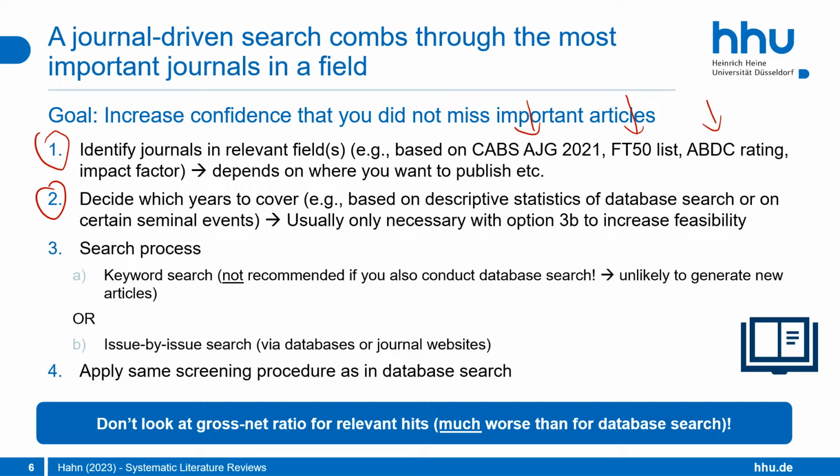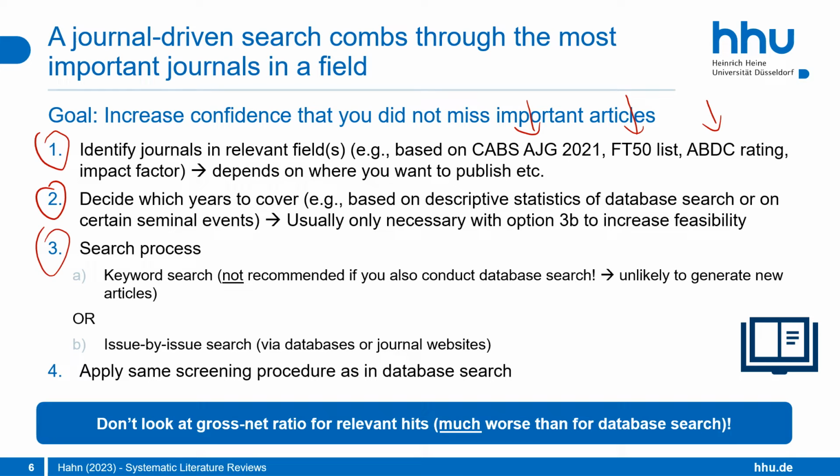Or you could have a look whether there are certain seminal events, like historical events, that influence the field you would like to search, and that might be something that you could use as well as a starting year for your search through the journals, the journal-driven search.